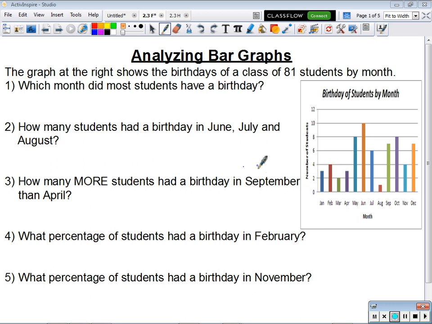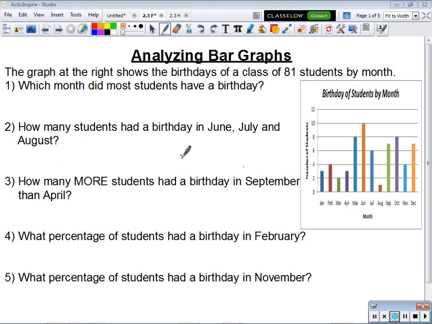So this bar graph here, and you guys can put this in the review section of your answer sheet, these first 5 questions here. So it says the graph to the right shows the birthdays of a class of 81 students by month. Which month did most students have a birthday? So if you look at the graph over here, it has it broken down by month and how many students had a birthday in that month. So for number 1, if you see here, June, which looks like 10 students had a birthday in June, and that's the highest amount of birthdays that they had in the class. So that's your answer for number 1.